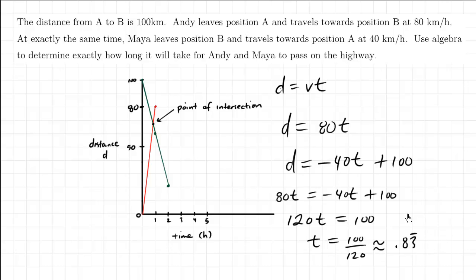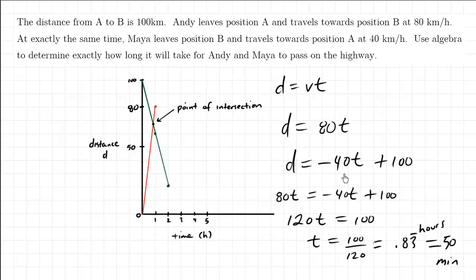And then if you want minutes to the nearest minute, if that's what the question was, I'd multiply by 60, since there's 60 minutes in an hour. So if we want minutes, this is exactly 50 minutes. 0.8333 hours times 60 is 50 minutes.